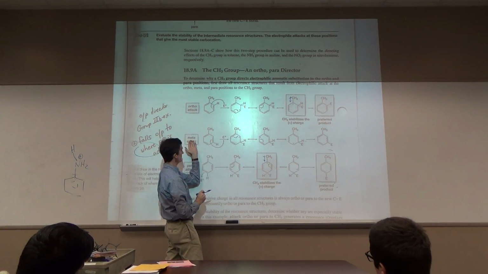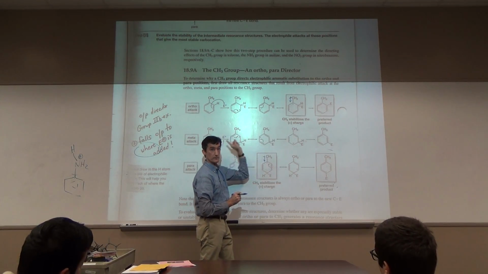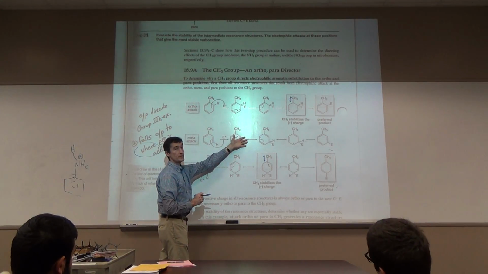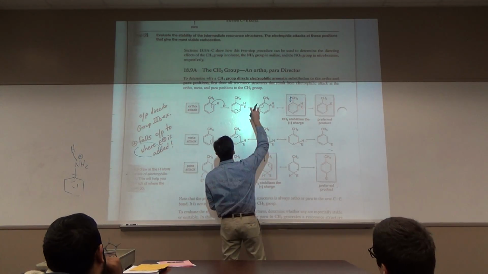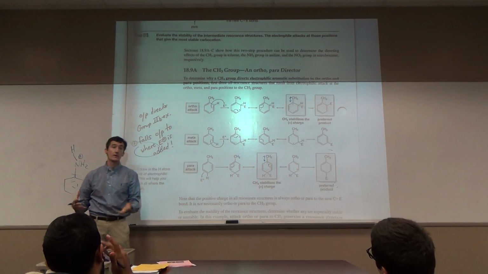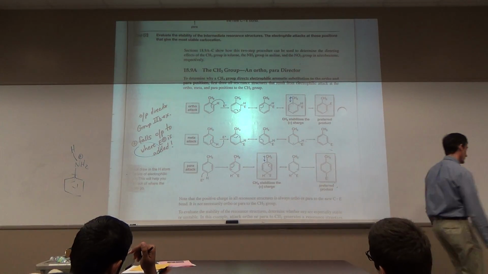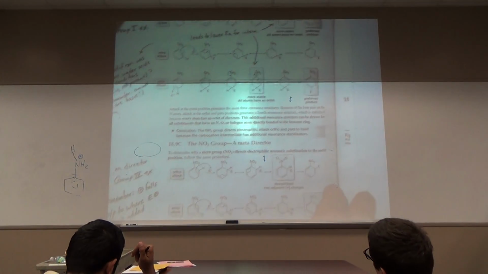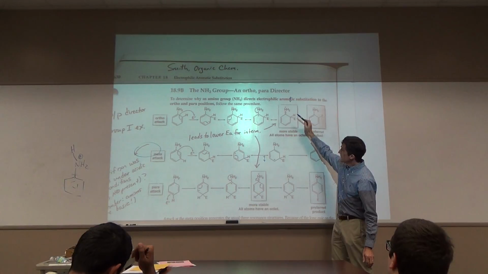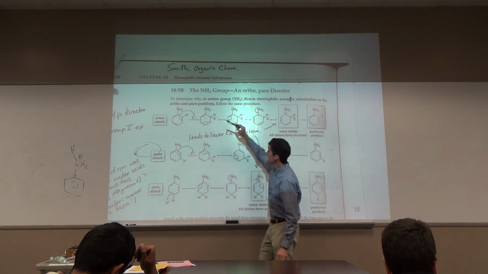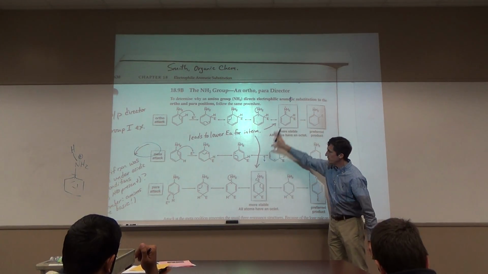Do you get this if it attacks meta? If it attacks meta, the positive never falls on the carbon with the methyl. So you don't get the stabilization from the methyl. You only get the stabilization from the ortho and para attacks. That's why those two products are your more predominant products. Okay? You need to look through this. We're about out of time, but the same thing is shown over here. This is where you have resonance from the amine. Actually have resonance, not just induction, but you only get that at ortho and para.